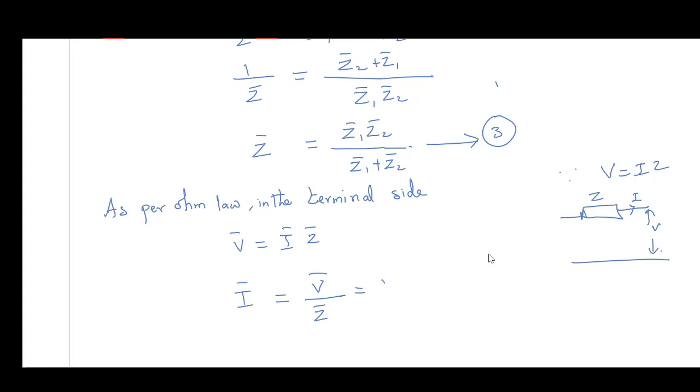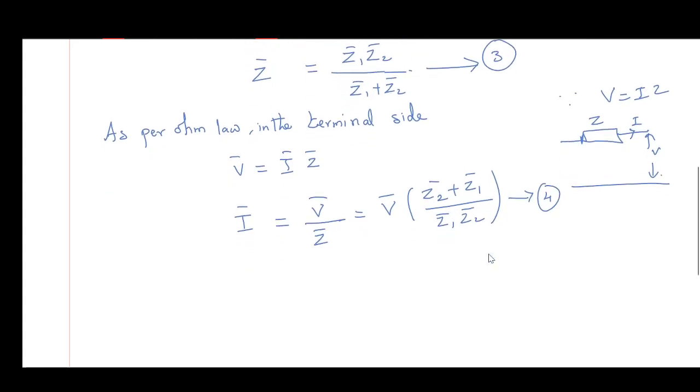That is nothing but V vector into 1 by Z vector, which is Z2 vector plus Z1 vector divided by Z1 vector Z2 vector. So this is the equation for total current. Take it as equation number 4. Now substitute the same in equation 2.